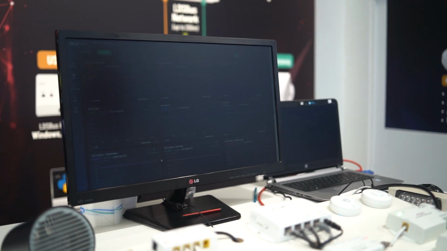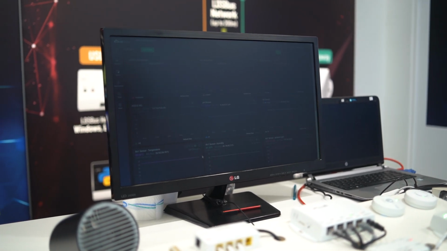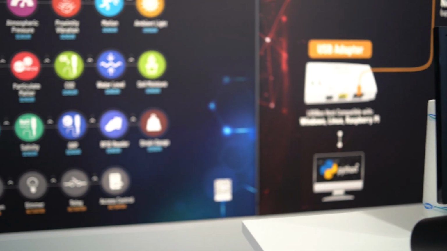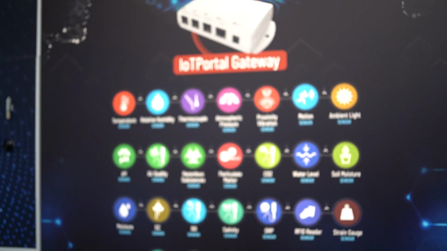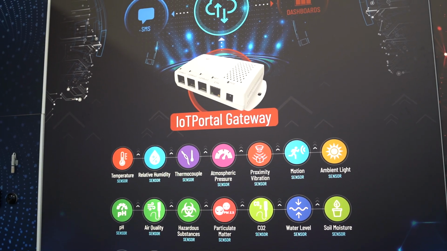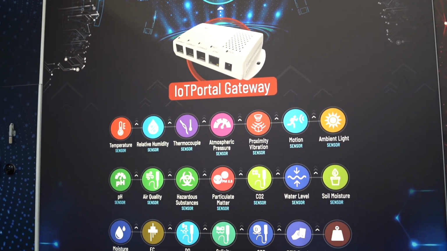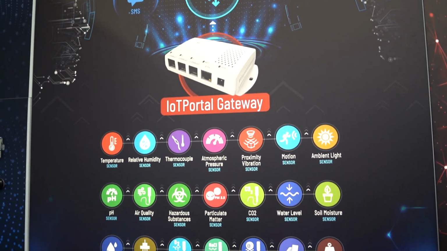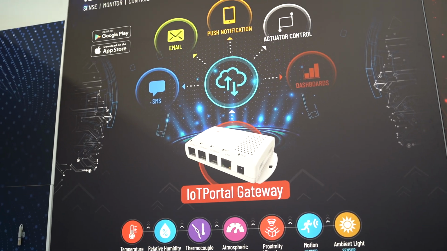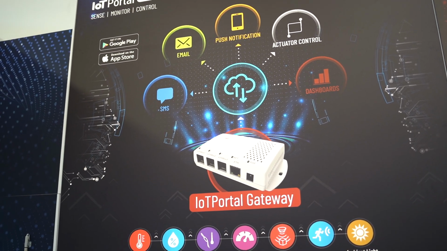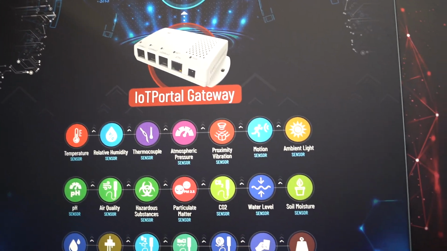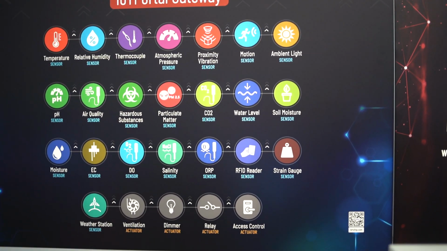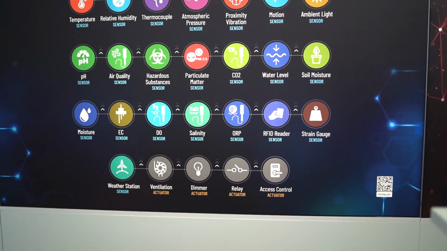Today we have on display here the IoTPortal product, a software as a service product from the company. And here on this big chart we have the gateway that collects data from all the various sensors that we produce ourselves, and all the data that goes to the cloud can then be viewed on a dashboard. We have various kinds of sensors, the most common being temperature, humidity, thermocouple and atmospheric pressure sensors, and also sensors that are attuned for farming applications and building management applications.